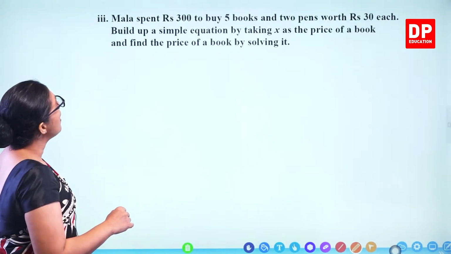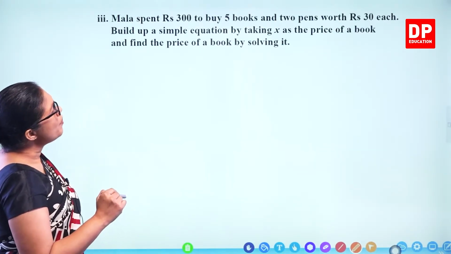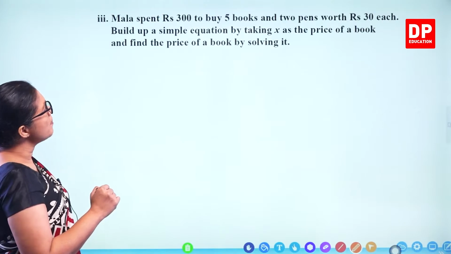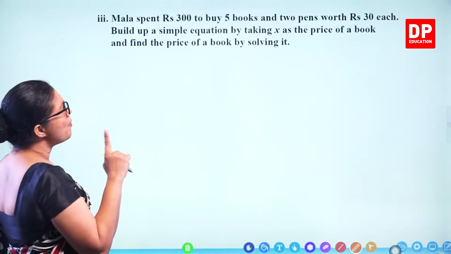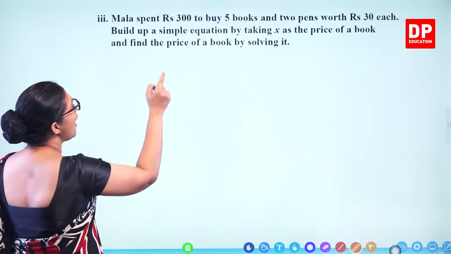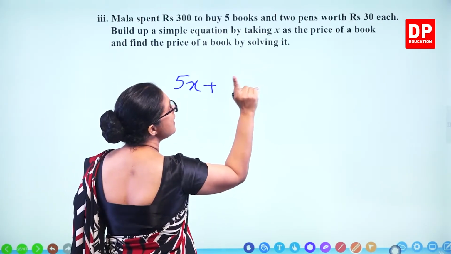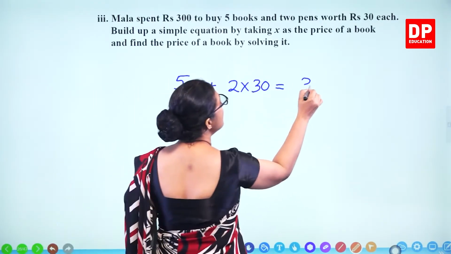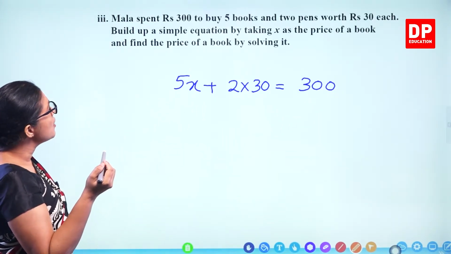Part 3. Mala spent 300 rupees to buy 5 books and 2 pens worth 30 each. Build up a simple equation by taking x as the price of a book and find the price of a book by solving it. One book is x. So 5 books, 5x. And then 2 pens, each one 30. So 2 times 30 rupees. The total is given 300 rupees. So we can form an equation, build an equation.